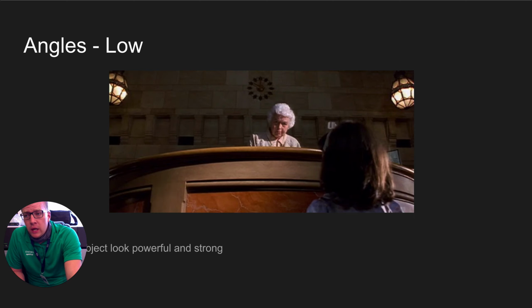Okay, low angles. Low angles are made to make the main subject look powerful and strong. Here we have a shot from Matilda, where the librarian is made to look in a position of power, overarching Matilda. And so that's kind of what low angles do there.